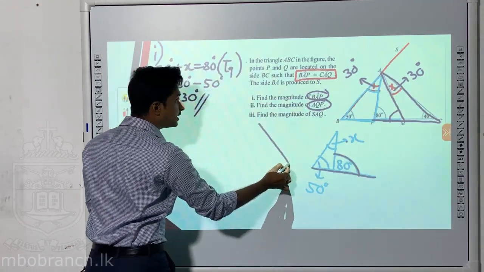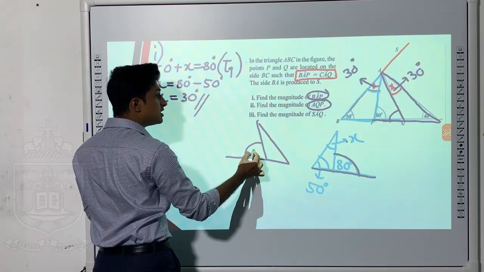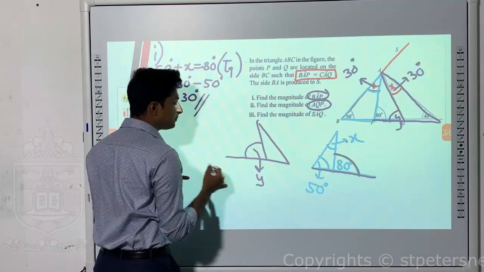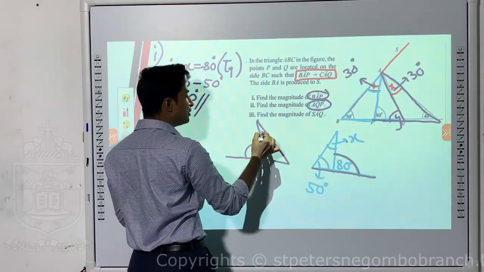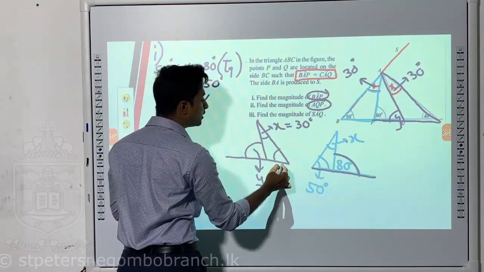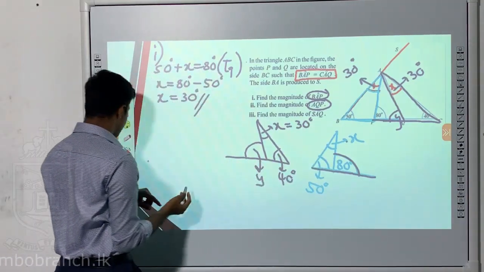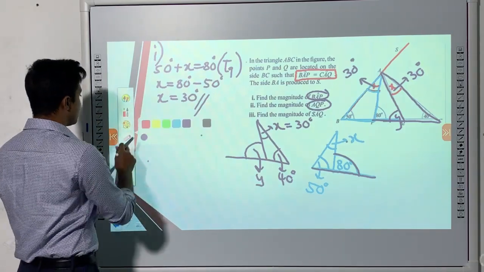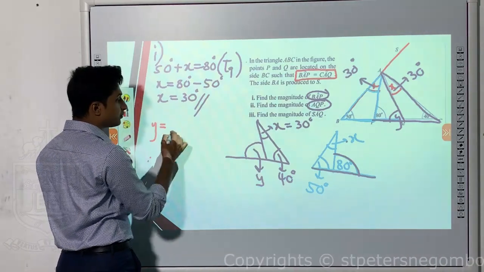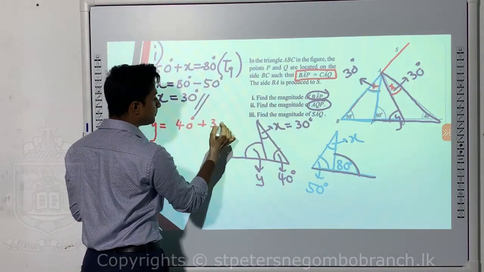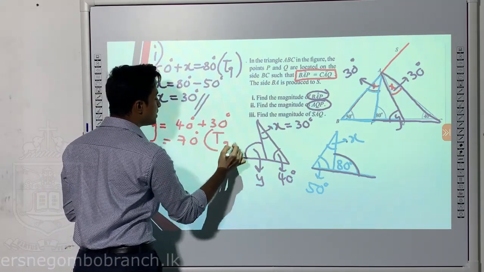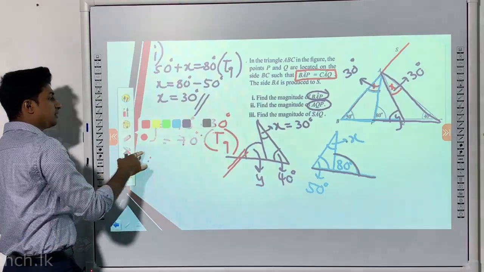Now look at this triangle. If I take that triangle now, it's like this. This is the one we are going to find, ACP, I'll put it as Y. This is X, we know that is X. Now X value we already know, that is 30 degrees. This is 40 degrees. So Y is going to be equal to 40 plus 30. That is 70 degrees. Again, that is because of theorem number 9.